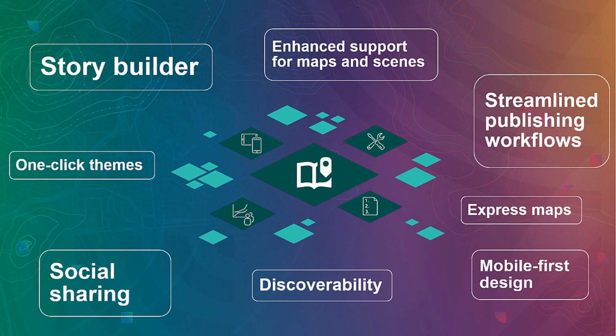One of the new features in the latest release of StoryMaps in ArcGIS Online is themes. So you can set up themes with colors and fonts and particular accent features and apply them to your stories with the click of a button. So it's really easy for you to create stories that look and feel the same and work for your organizations and the kind of information that you're trying to share.